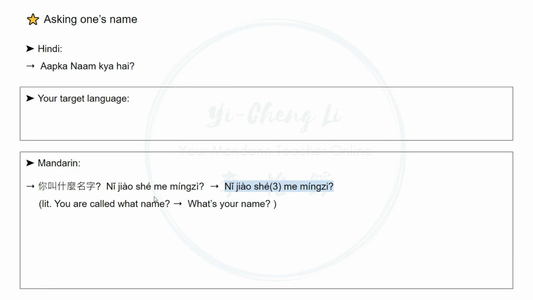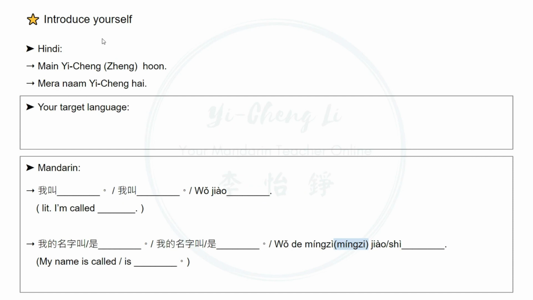So that would be it for today. We are introducing ourselves and then we're going to ask someone else's name. I'm going to practice mine, which is in Hindi. मैं ईजन हूँ. Next one. मेरा नाम ईजन है. How about in your target language?